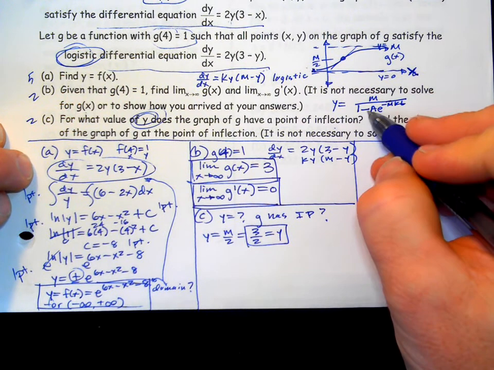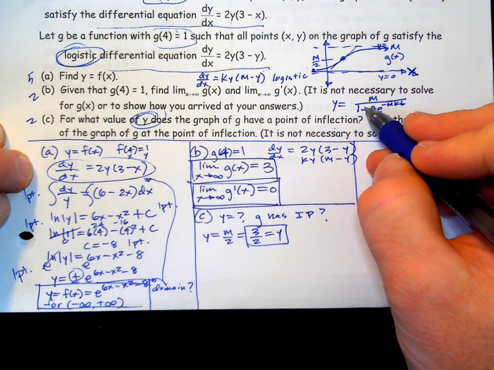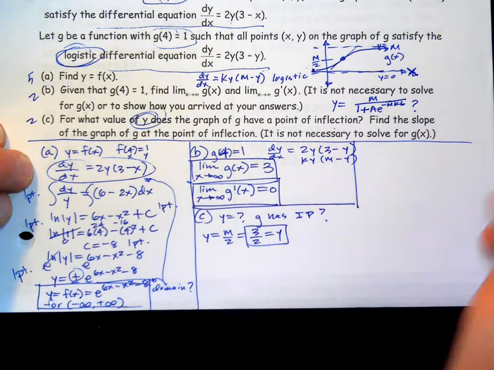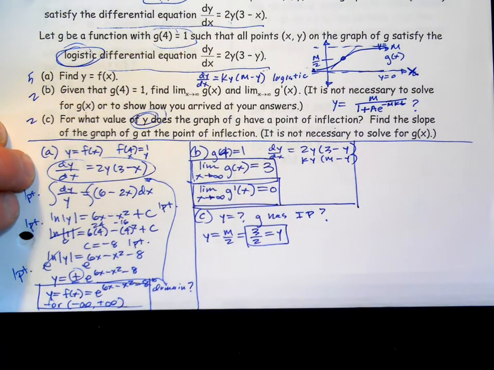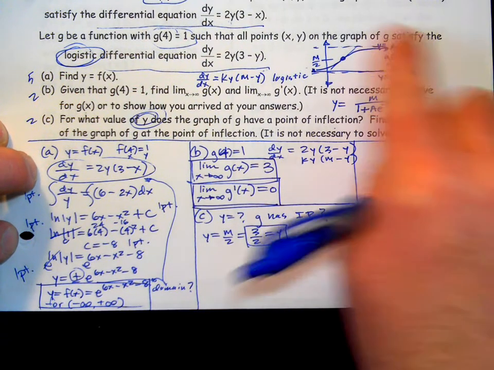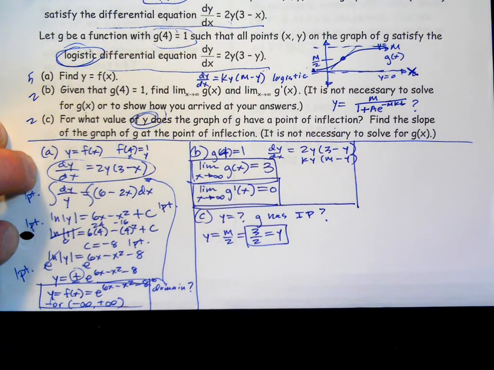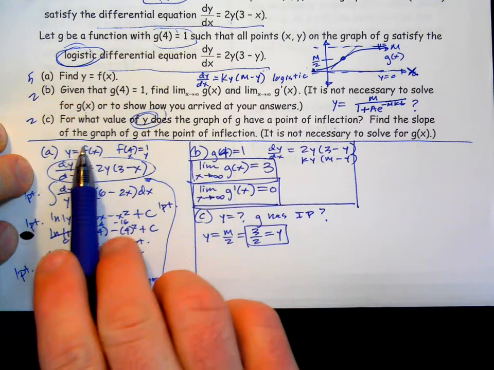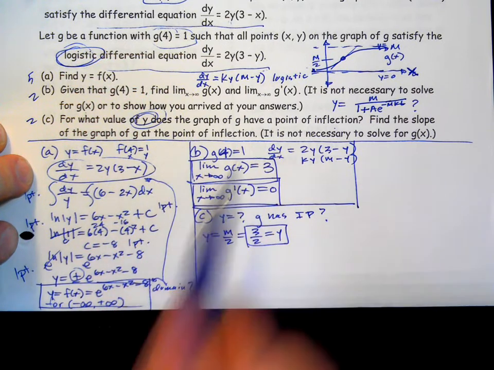Is it a minus or a plus here? This might be a plus. Anyway, that's the logistic growth model. I don't even think you'll need it on the AP test, but we're just using the really basic facts about logistic growth. Now it says find the slope of the graph of G at the point of inflection.